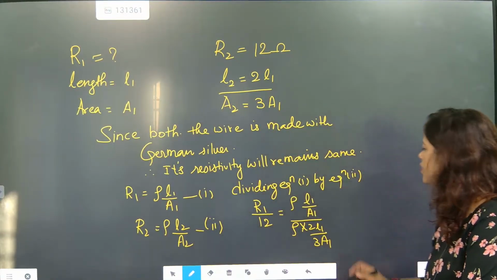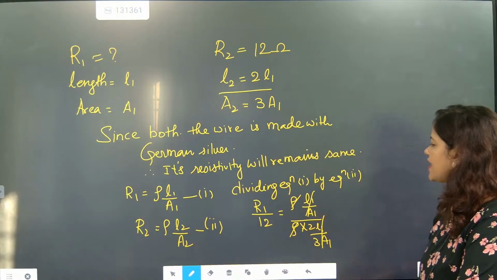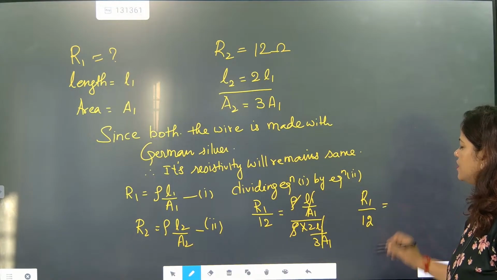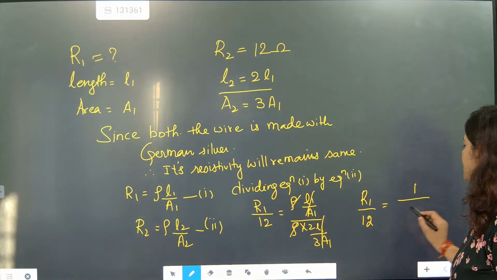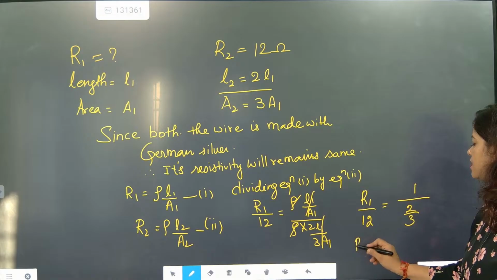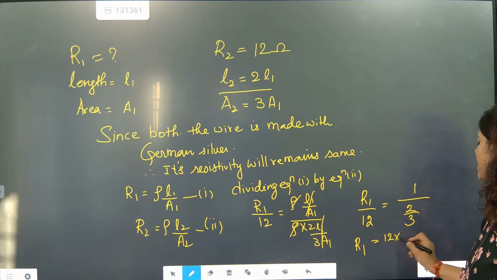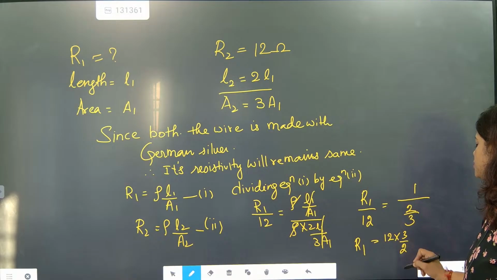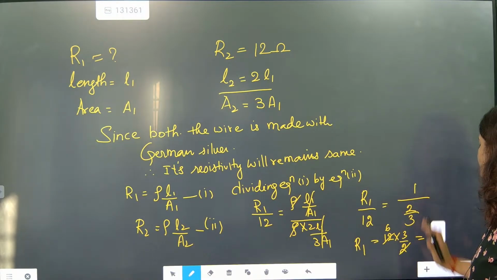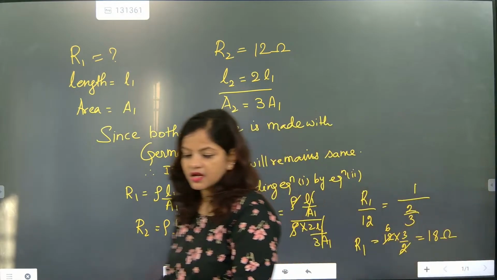So now this and this will get cancelled, this and this will get cancelled. So R1 by 12 is equal to 1 by 2 by 3. Done, beta? So R1 will be equal to 12 multiplied by 3 by 2. How much is it coming? 6 times 3, so this is coming as 18 ohms. How much is the answer coming, beta? 18 ohms.